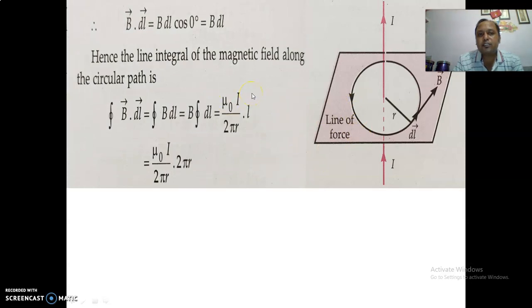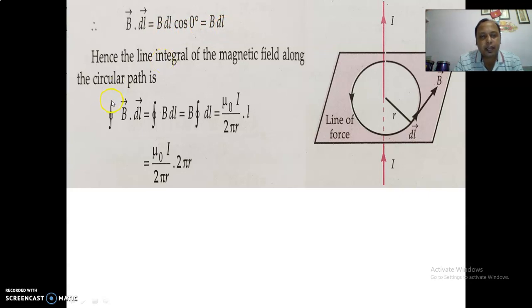What we are actually going to do is calculate the integration B dot dl, and it comes out to be mu naught into I. Here, B and dl, the small length element dl and the magnetic field B, are in the same direction, so the angle between them is 0. So B dot dl is represented by B dl cos 0, that is B dl.